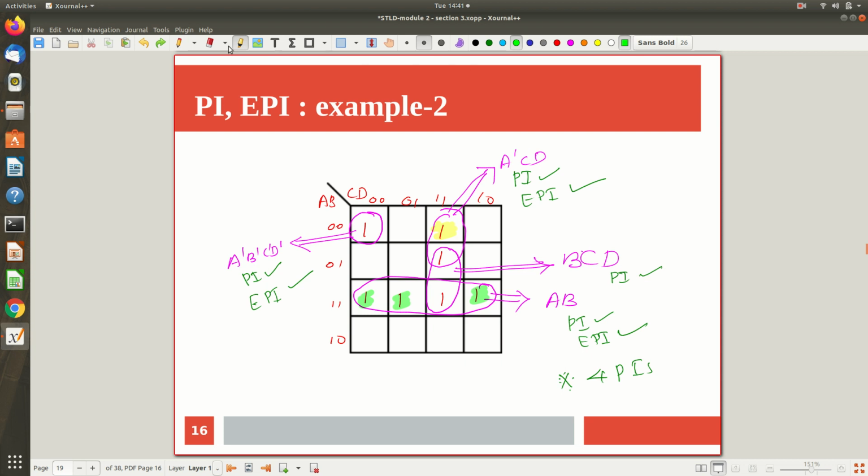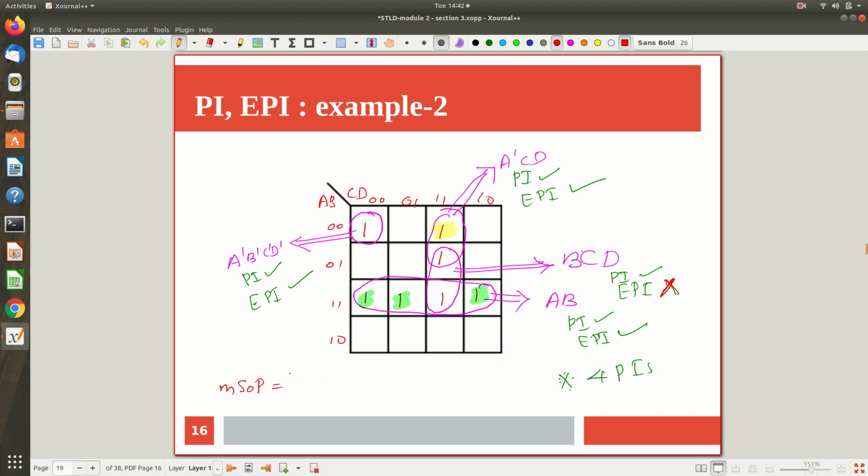Now the last one, this BCD. Is it essential? You can see that this BCD is not an essential prime implicant. Why not? Because if you look at the first one, it is covered by two groups, so there are other ways of getting it. This is also covered by two groups. If I take the other two groups, I don't know where to put this group, so this is something redundant. It is not essential. But before finalizing whether it is redundant or not, let's write the minimum sum of product expression.